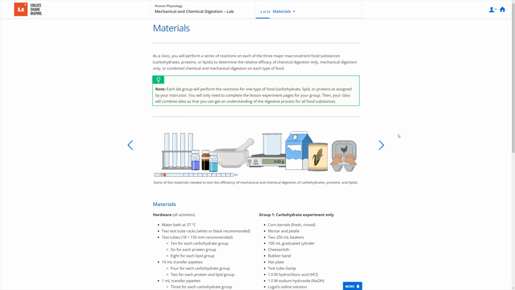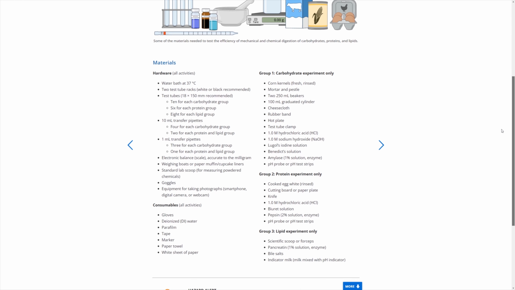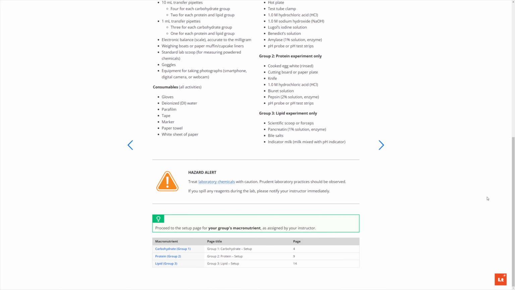This is a test tube-based lab that provides many opportunities for students to practice scientific skills like taking accurate measurements with scales and pipettes and following complex experimental setup protocols. In order for the lab to be completed in a 3-hour period, the lab has been designed so that each lab group completes one hands-on experiment on a single macronutrient, and the class pools data on all macronutrients at the end of the lab.